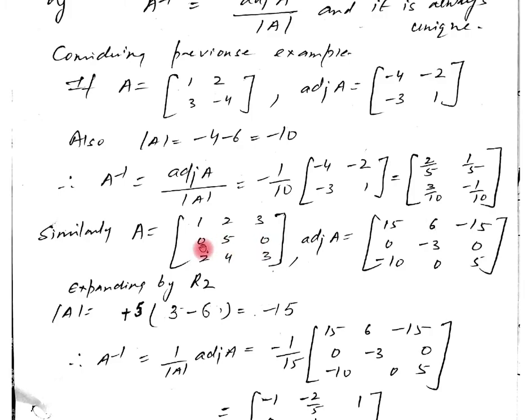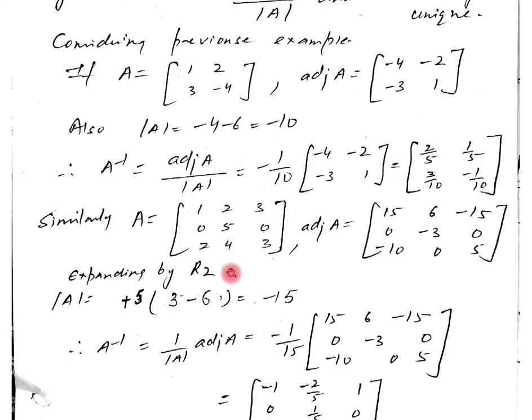If all the elements of any row or column are equal to 0, then the value of the determinant should be equal to 0, because 0 into something is always 0. Now I am going to find the value of this determinant by expanding it along the second row.